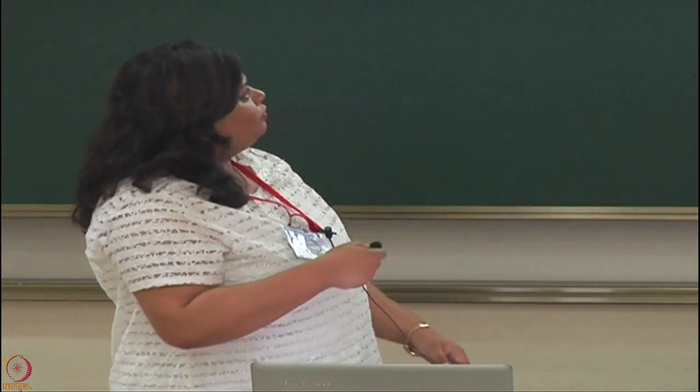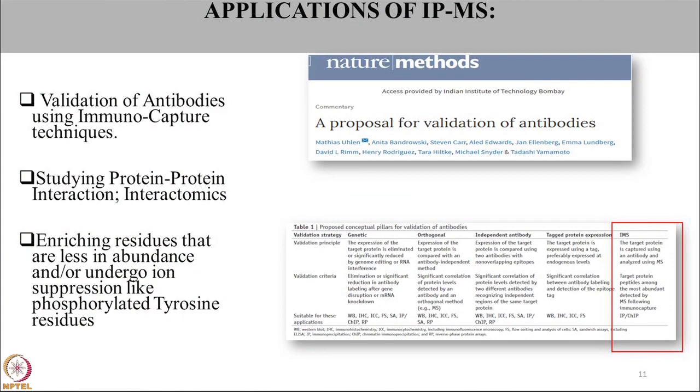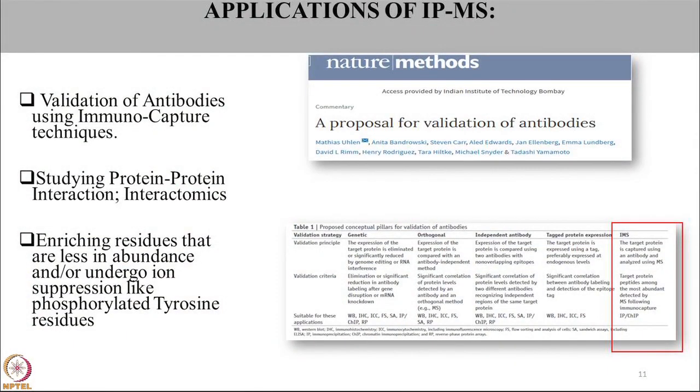One of the preliminary studies that have come up is by Matthias Uhlen's group. They have given a proposal by which you can validate antibodies. So from now onwards, I'll be talking about three major applications of IPMS. There are many, but within the scope of this lecture. One of the applications I'll be talking about is validation of antibodies using the immunocapture technique. Immunocapture is again IPMS, because you are capturing the antibody of your interest followed by mass spectrometry. Secondly, we'll be talking briefly about identifying protein-protein interaction, that is interactomics.